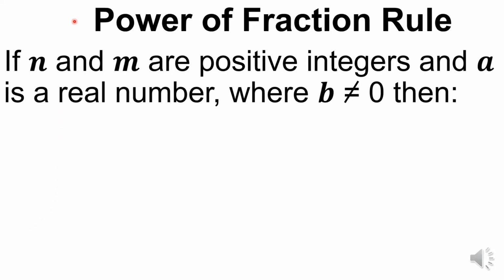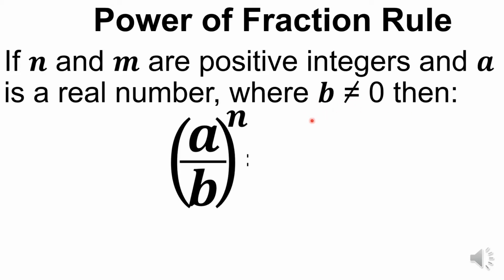Okay, let's have another rule. We have the power of a fraction rule. If n and m are positive integers and a is a real number where b is not equal to 0, then the quantity a divided by b raised to n is equal to a to the power of n, this one, over b to the power of n, this one.